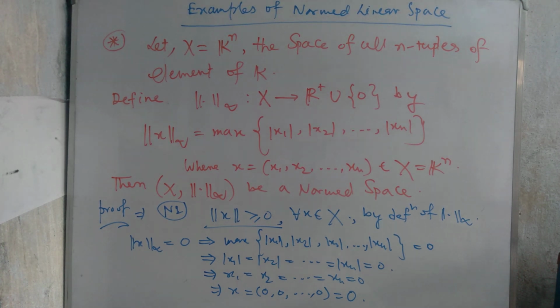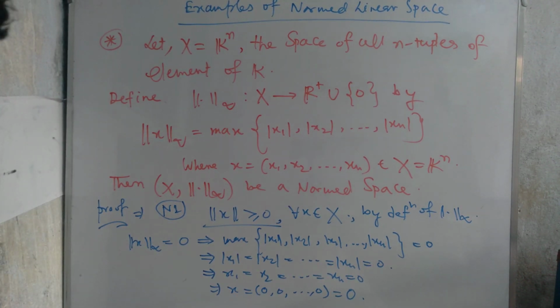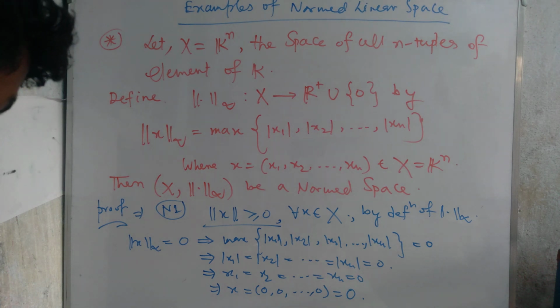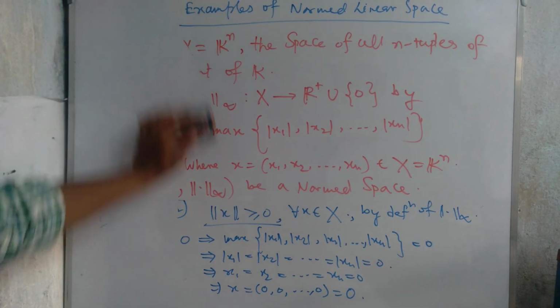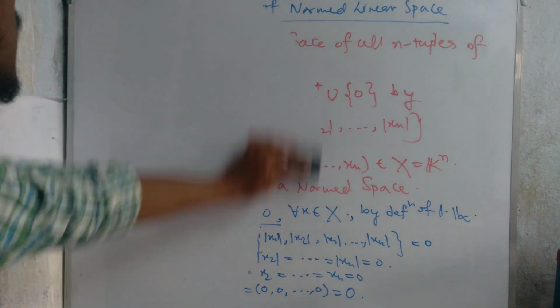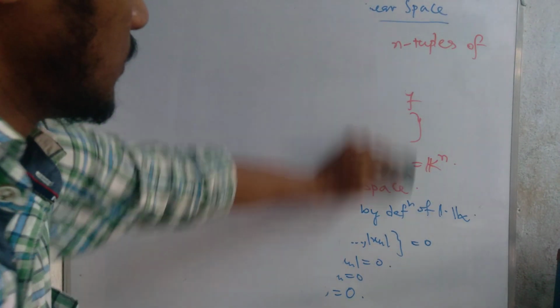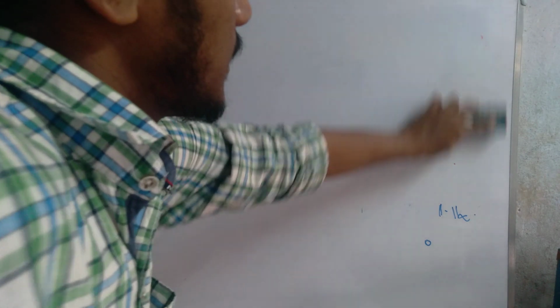So this is what happened. We get the first result: norm x infinity greater than or equal to 0, and norm x equal to 0 implies that x equal to 0. Now we go to the second portion.